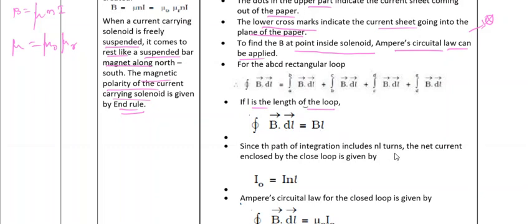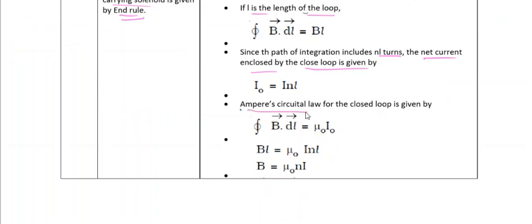The path of integration includes N turns. So the net current enclosed by the closed loop is given by this equation: I naught is equal to I into N into L. Now, according to Ampere's circuital law for the closed loop, the integral over the cycle of B vector dot dl is equal to mu naught I naught. Therefore, BL is equal to mu naught into N I into L. And from this, we can calculate the magnetic field, that is equal to mu naught N I.